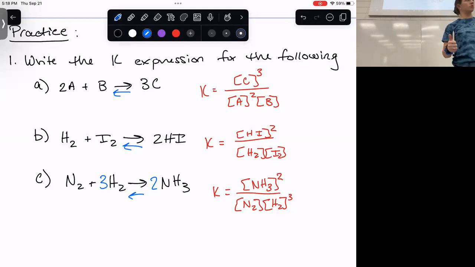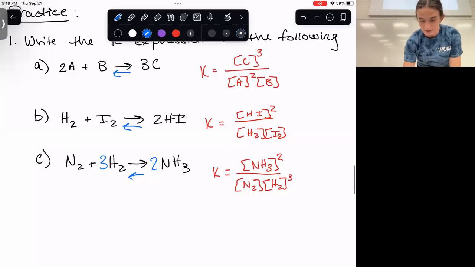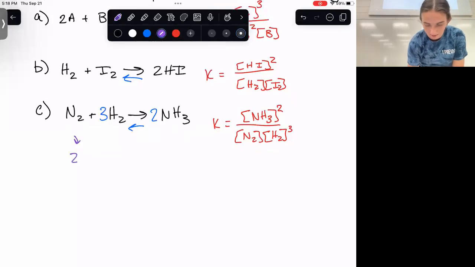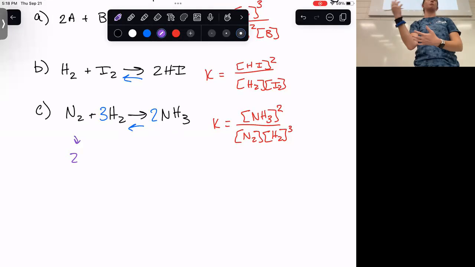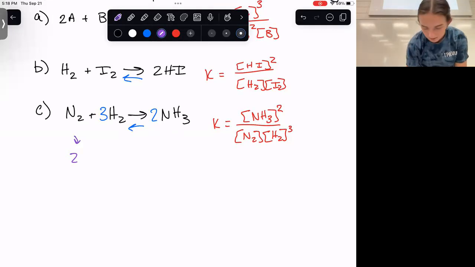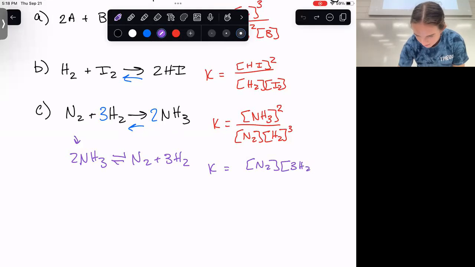Feel good? So the opposite is just going to be like the inverse. So if we were to do C, it would be, I tend to write these, if you're doing the opposite, you're going products to reactants, I flip them. So then I see that it is reactants to products. And then K is just N2, 3H2, oh, sorry.